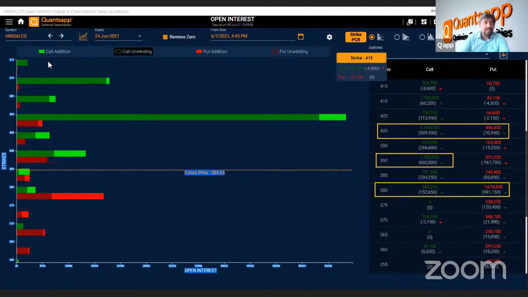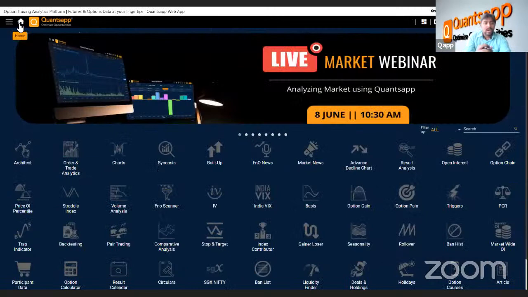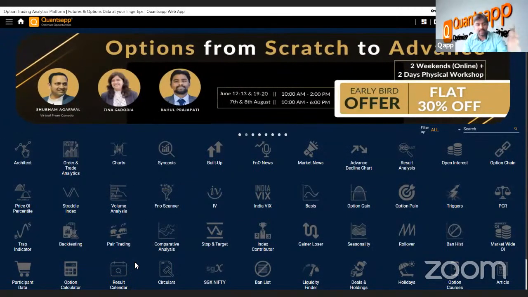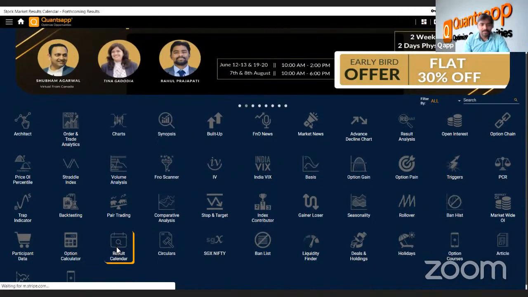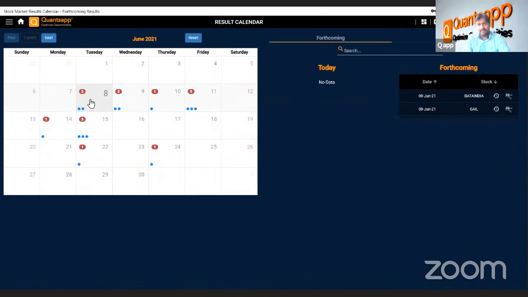Like we have seen Petronet also. Let's try everything. Let's try to check one particular stock in all these analyses and see what we can get out of it. Okay, so let's try for GAIL tomorrow. Let's see, is there any activity going on in this particular stock right now?